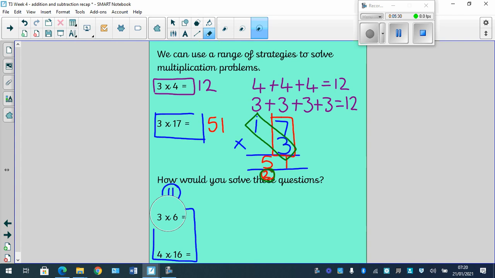So let's see if we got some answers then. 3 times 6. I'd probably count up in sixes just because that's something I'm working on, which would be 6, 12, 18. 3 times 6 equals 18. And the next one, 4 times 16, I'll probably use column multiplication, otherwise my array would be huge. 16.